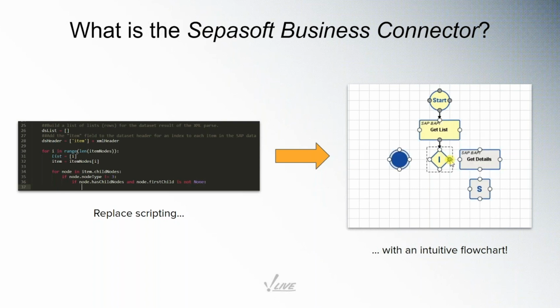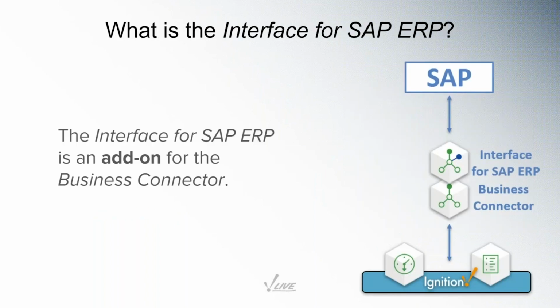So it makes it a lot easier for somebody who may not be a programmer or who may not want to actually go through and remember their program from 3 months ago to figure out what exactly is going on. And then on top of that, there's kind of an add-on module for the Business Connector, which is called the Interface for SAP ERP. And this one sits on top of the Business Connector and it provides native connectivity to the SAP family of ERP systems.